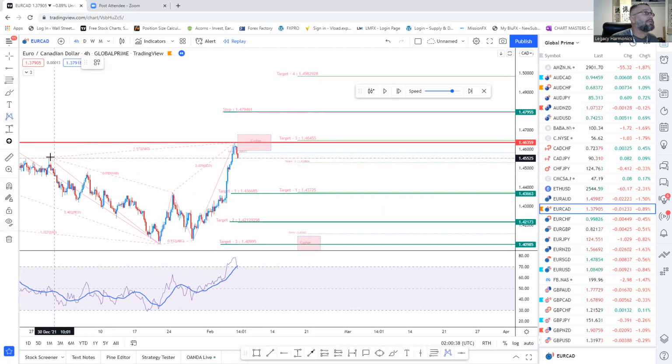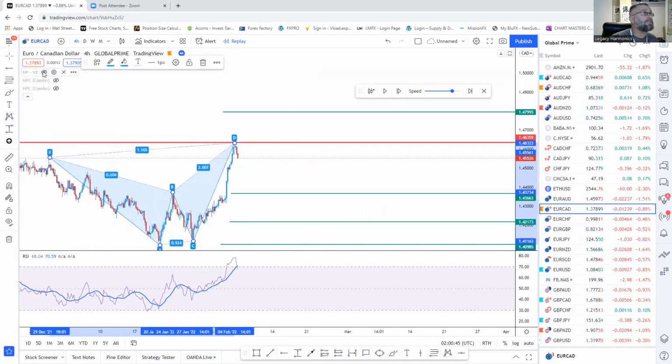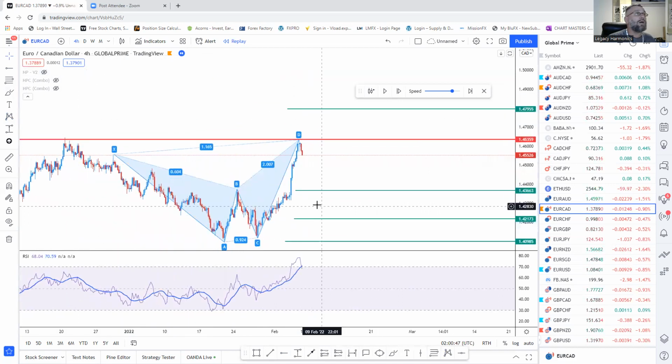So this is the ABCD tool. So you just trace this pattern. And then I'm going to hit this eyeball so it takes them off. Okay, so stop, target 1, target 2, target 3. Let's see what happens. Okay, we're in the trade. We know what's up. We know what's going on.